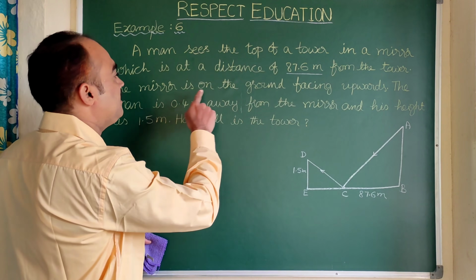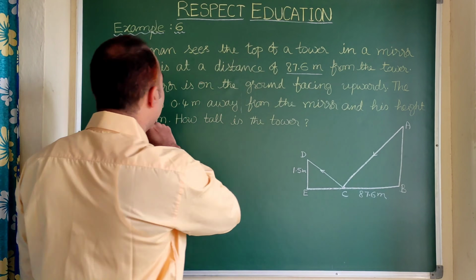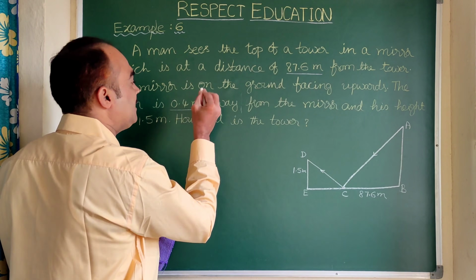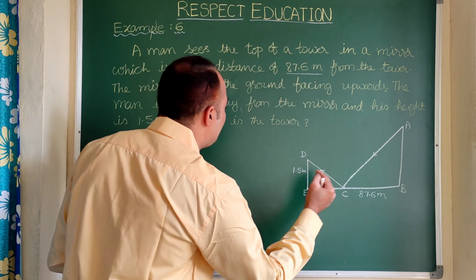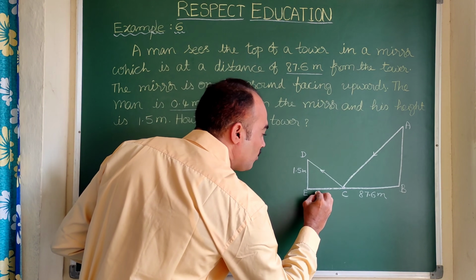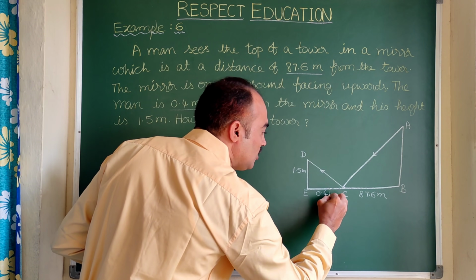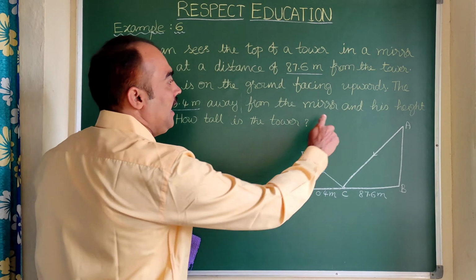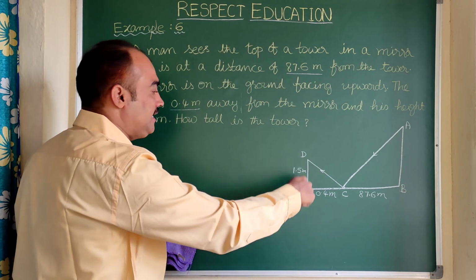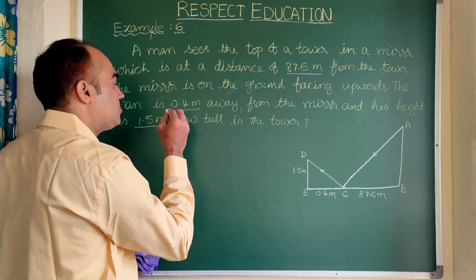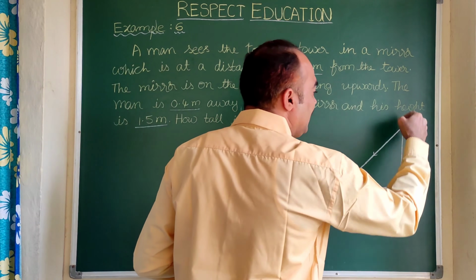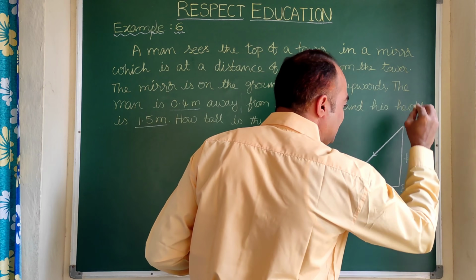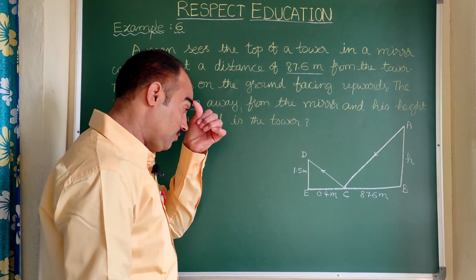Next, the mirror is on the ground facing upwards. The man is 0.4 meters away from the mirror. That means the distance between the man and the mirror is 0.4 meters. This is 0.4 meters. And the man's height is 1.5 meter. This is also noted. How tall is the tower? That means we need to find the height of the tower. Let us take it as H. That is what we have to find.